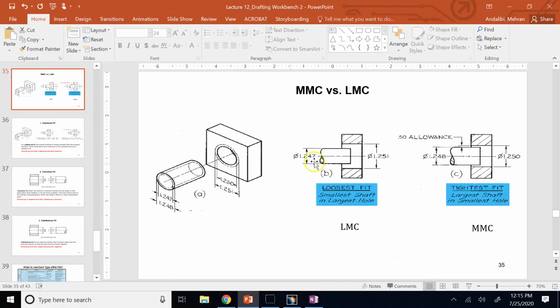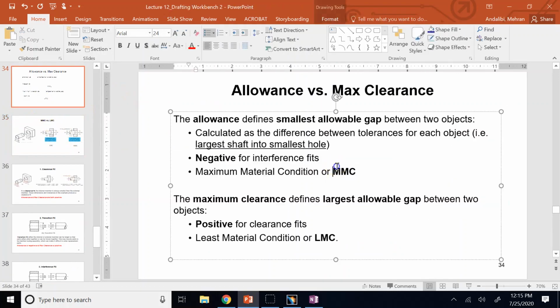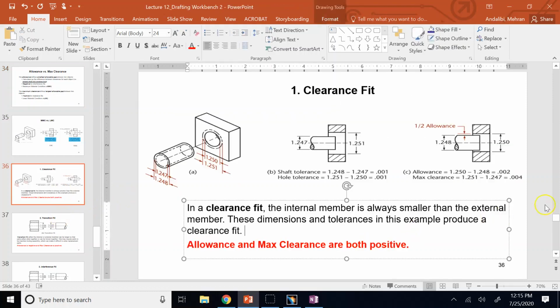So when you subtract the dimension of the hole minus the dimension of the shaft, it is always going to be what? Positive. There is always a positive gap. So here, this is a loose fit, as you can see. Between these two numbers, I can have a gap, and both of them exist. Both of them are positive. So you say both of these are positive in a loose fit.